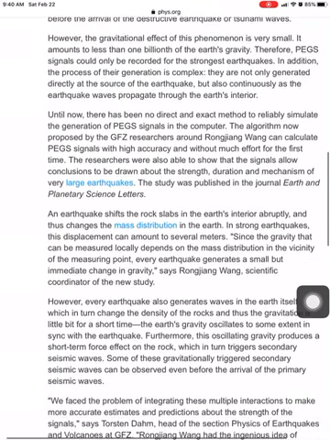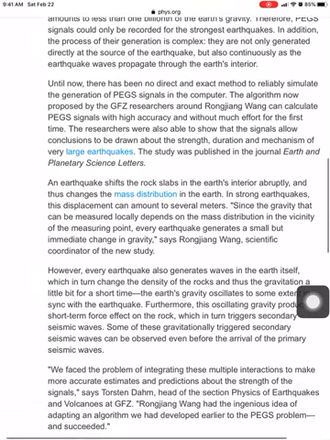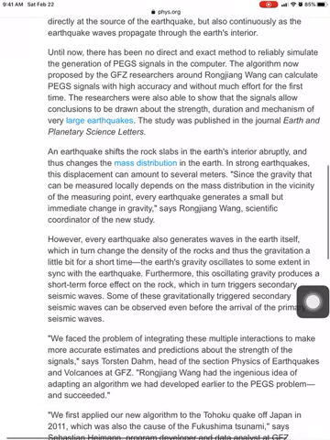Until now, there has been no direct and exact method to reliably simulate the generation of PEG signals in the computer. The algorithm now proposed by the GFZ researchers around Rongyang Wang can calculate PEG signals with high accuracy and without much effort for the first time. The researchers were also able to show that the signals allow conclusions to be drawn about the strength, duration, and mechanism of very large earthquakes. The study was published in the journal Earth and Planetary Science Letters.